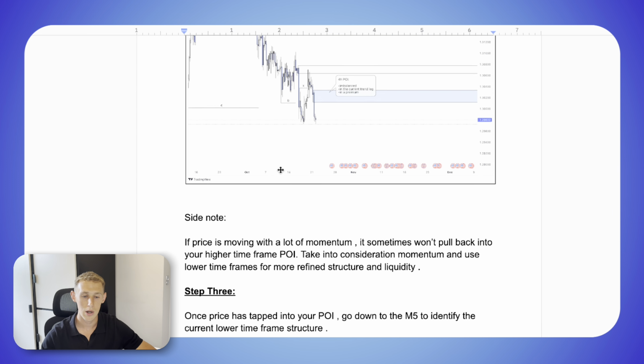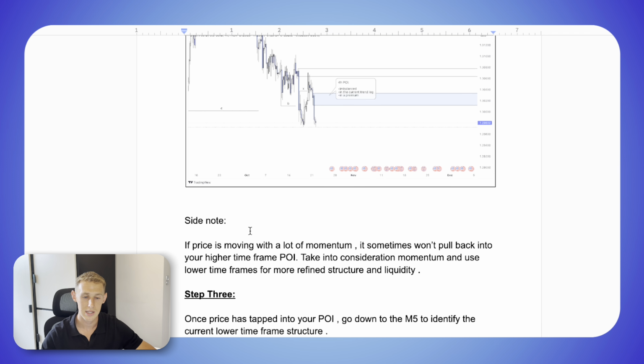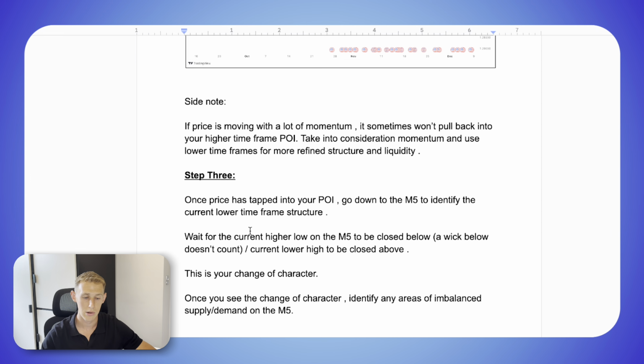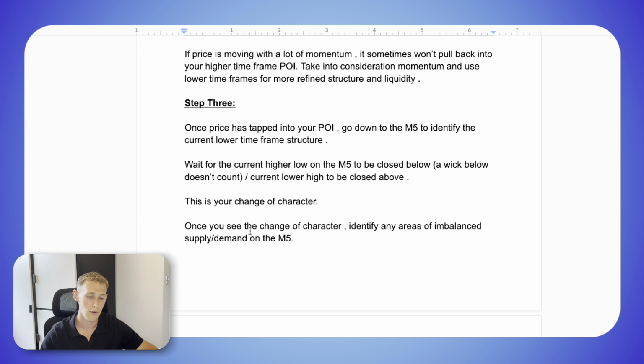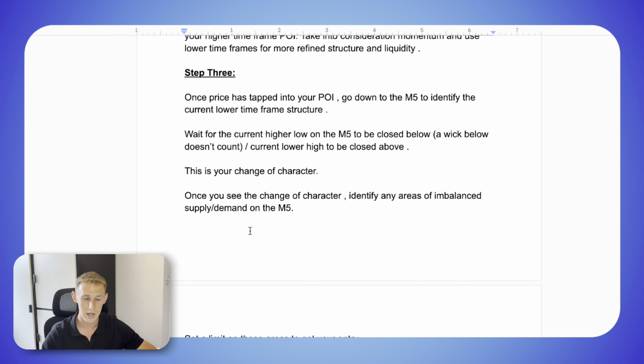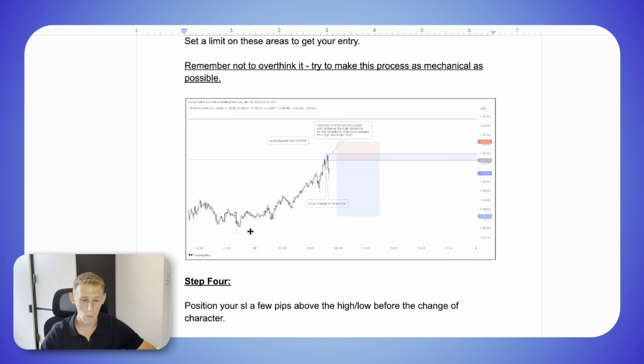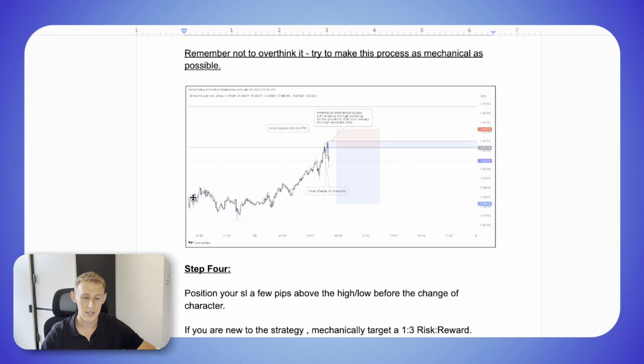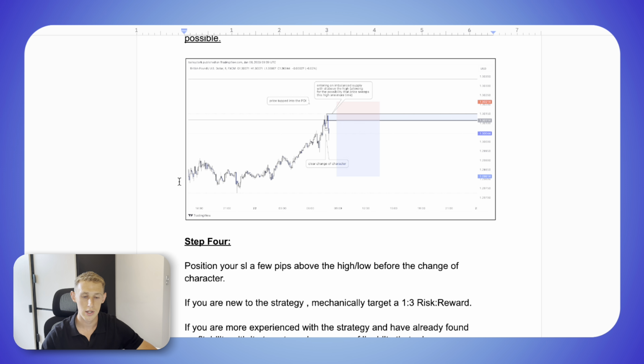You can simply follow it every single time like this in a simple, logical, step-by-step process to remove any of the uncertainty and ambiguity that comes with trading. Now, where are we targeting? This brings us over to step 4, and where should we position our stop loss?